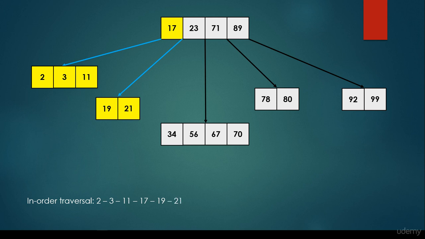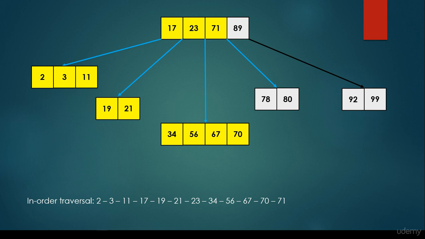And we backtrack because we have finished with this node. 23 is going to be the next item in the in-order traversal, and we have to visit its right branch, which is another node with other keys. 34 doesn't have any children, so we visit it. Then we keep visiting its neighbors, 56, then the 67, then the 70. We come to the conclusion that that's all about this node, so we backtrack to the 71, we visit it, and before visiting 89, we have to visit the right child of 71.